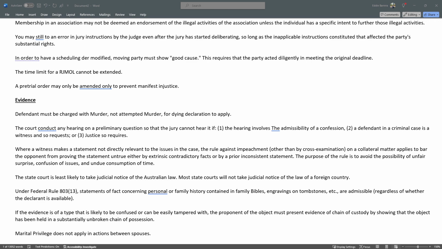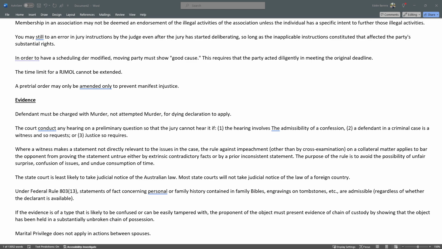Where a witness makes a statement not directly relevant to the issues in the case, the rule against impeachment, other than by cross-examination, on a collateral matter applies to bar the opponent from proving the statement untrue either by extrinsic contradictory facts or by a prior inconsistent statement. The purpose of the rule is to avoid the possibility of unfair surprise, confusion of issues, and undue consumption of time.